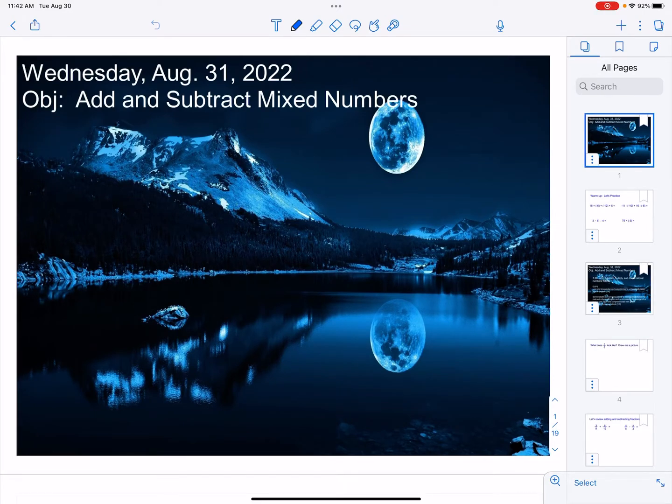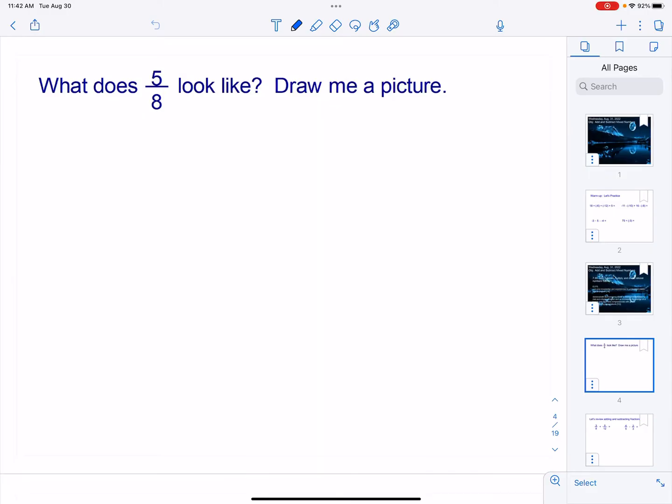Hello class, today we're going to talk about adding and subtracting mixed numbers. So in order for us to do that, we do have to have a few prerequisites, okay? One of those is, do you understand what a fraction looks like?